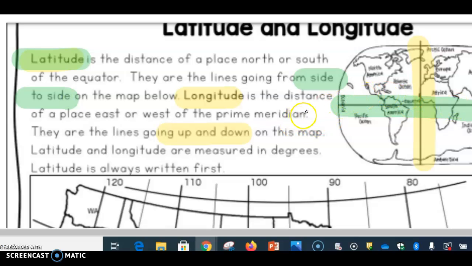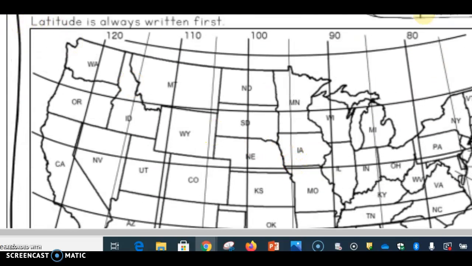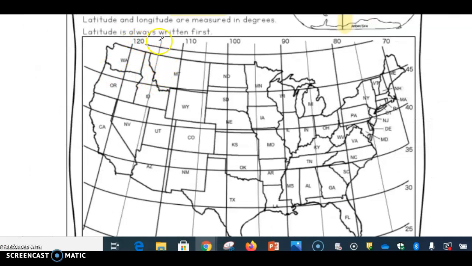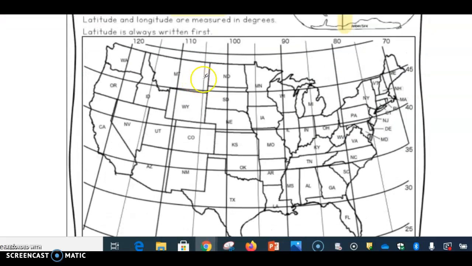Longitude and latitude. Latitude is always written first, and we can write them in degrees. So in our map, you can see that there are numbers on the top and there are numbers on the side. That is telling us the degrees of the longitude and latitudinal lines. So this is kind of like a grid.